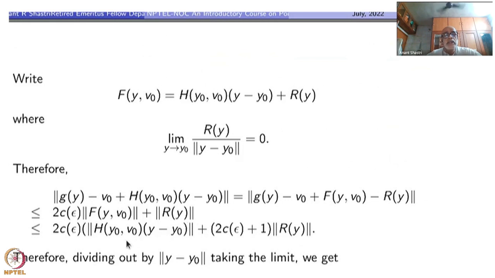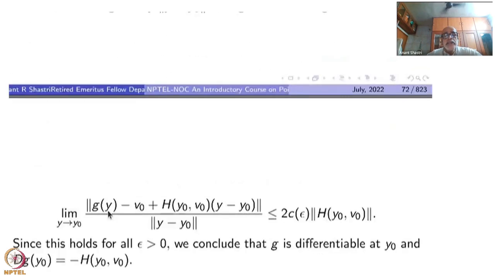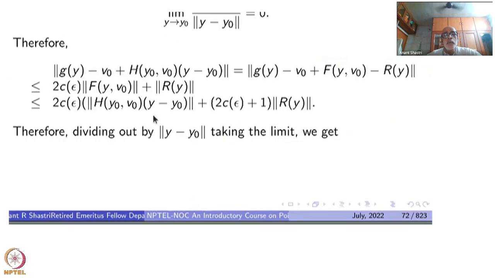You divide out by this, take the limit, what do we get? This divided by y minus y naught, take the limit. This is just zero because this is the derivative of this one. So we get g(y) minus g(v naught) plus h of y minus v naught over y minus y naught, as y tends to this one, is less than or equal to, you see, epsilon, twice epsilon times y minus v naught, plus ry, divided by y minus y naught. This tends to zero. It doesn't matter what this constant is, right?